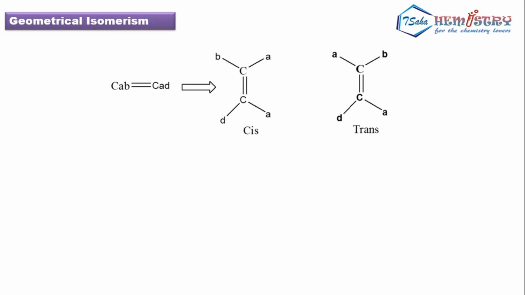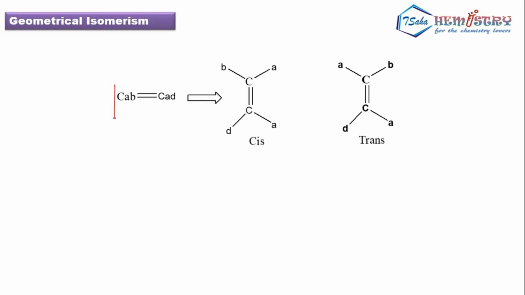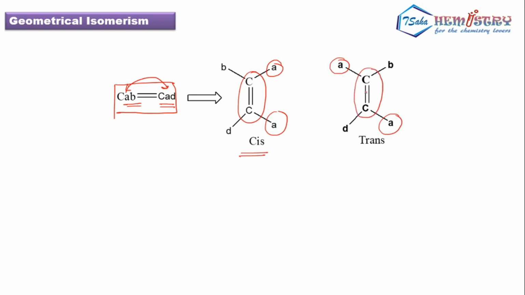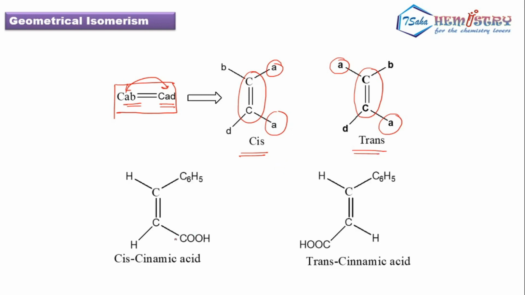Now in this particular case, you are having this type of geometry, CAB and CAD. So the A's are the same, but we have two different types of substituent, that is B and D. Now here you also see the same thing. If two similar groups are present on the same side across this double bond, then the configuration is going to be cis, and if the similar groups are present on opposite sides across this double bond, then the configuration is going to be trans. Okay, now we are taking a few examples.